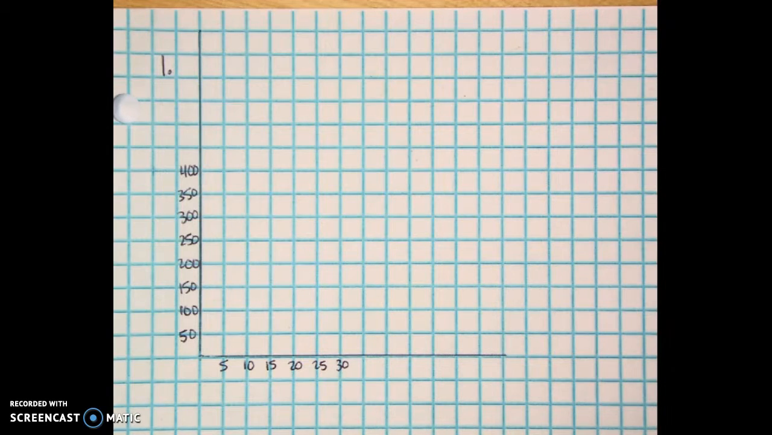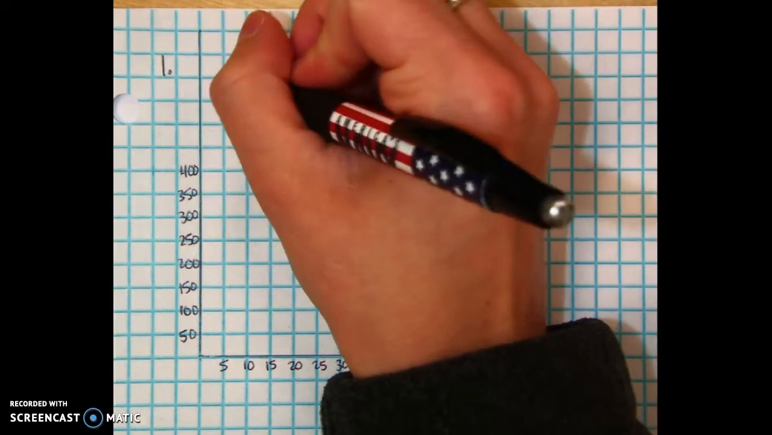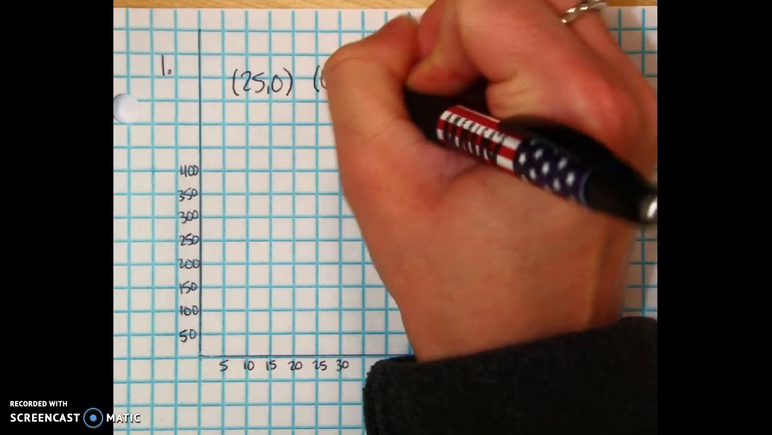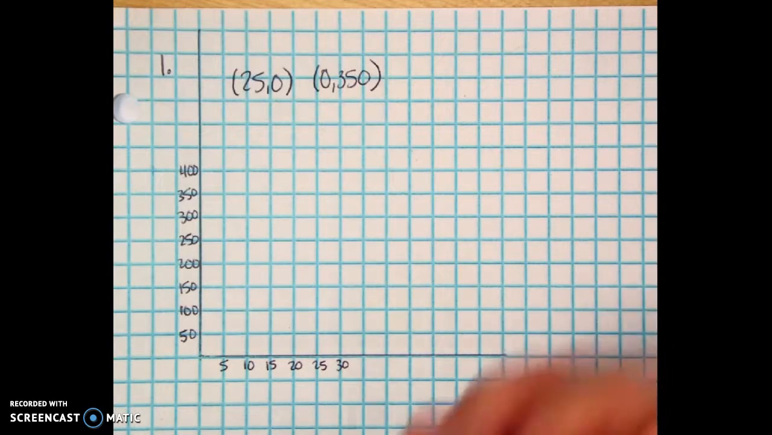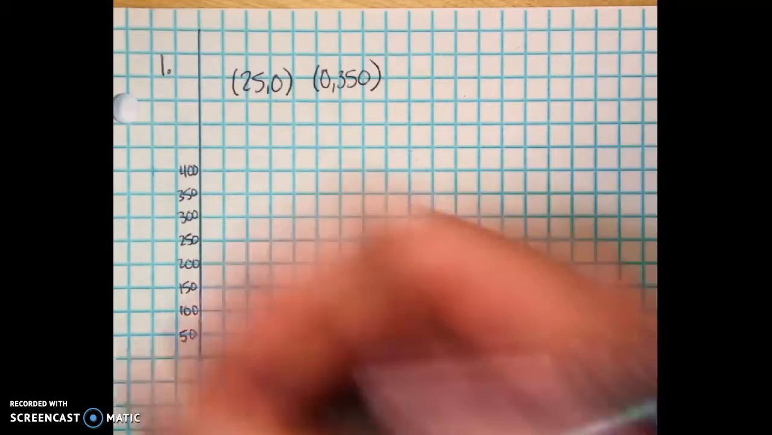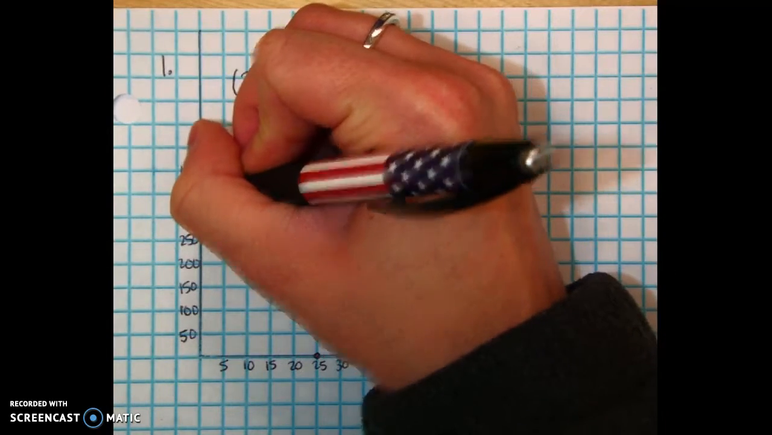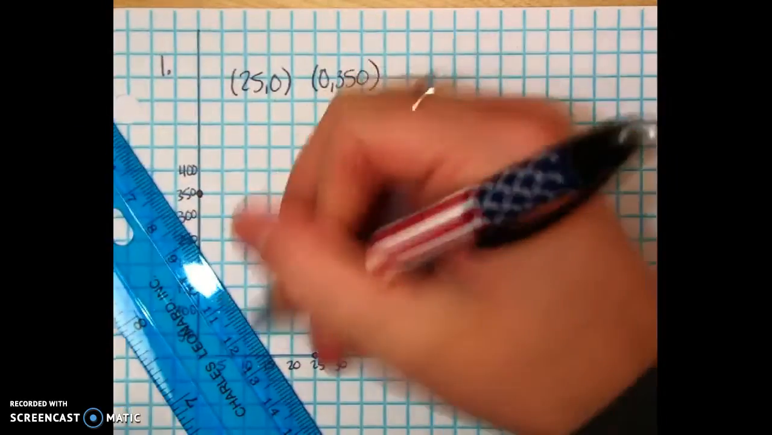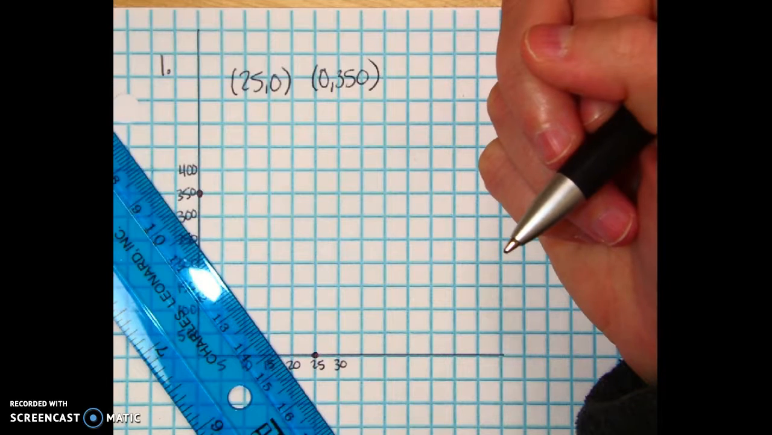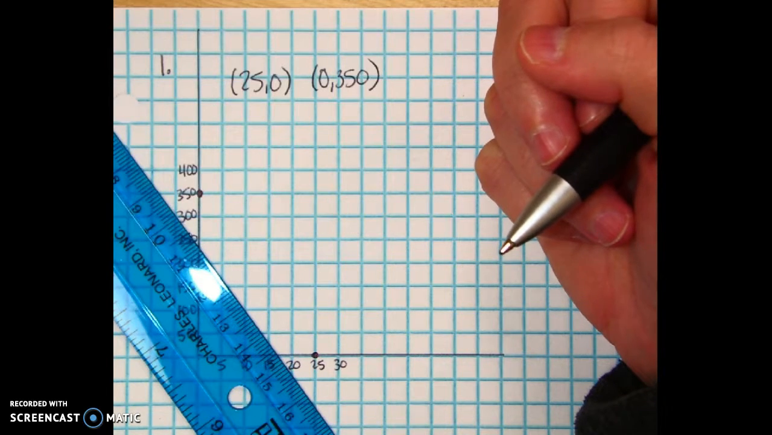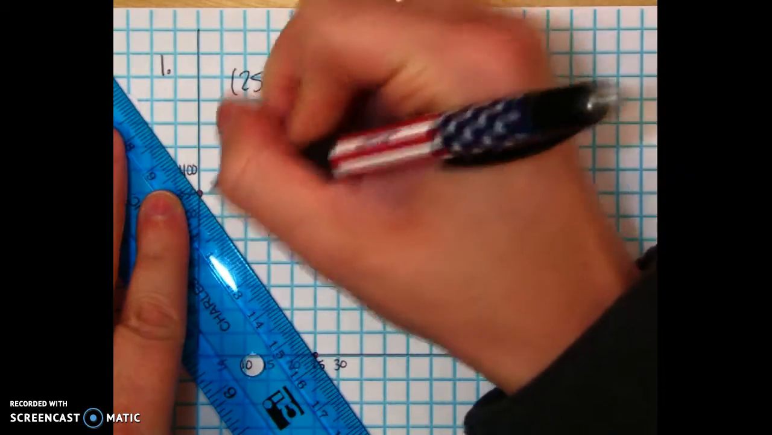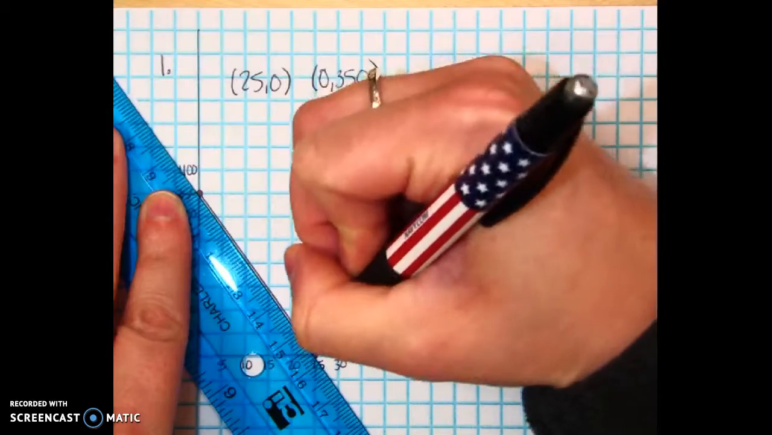And now we graph our points. So as you recall, our points were 25, 0, and 0, 350. So 25, 0 is right here, and 0, 350 is right there. I'm going to draw my line to connect the dots. And on these, you do not need to draw the arrows indicating that it goes on forever. Just connect the dots. You don't have to have the arrows. Okay.